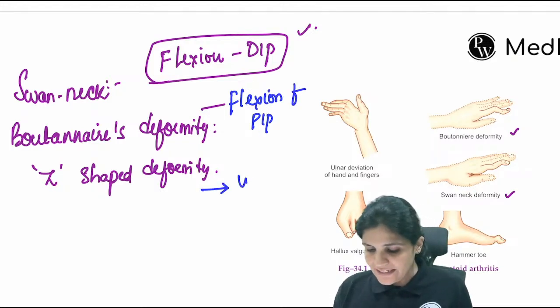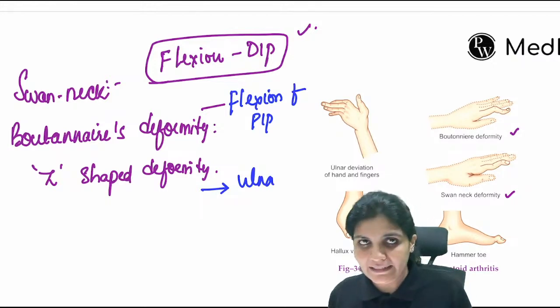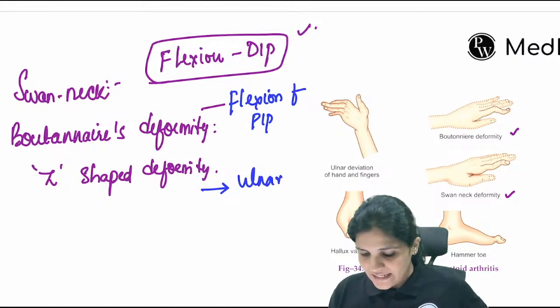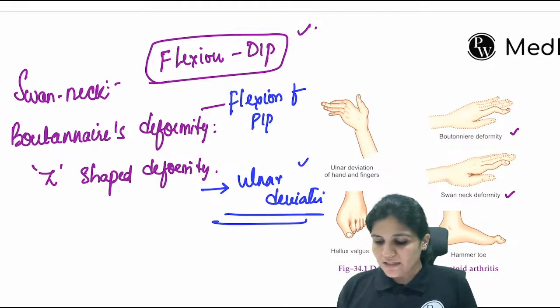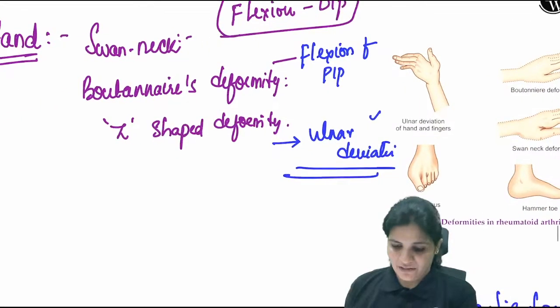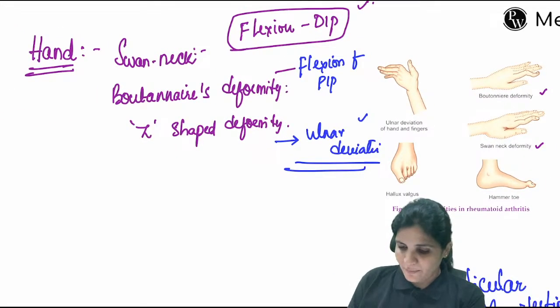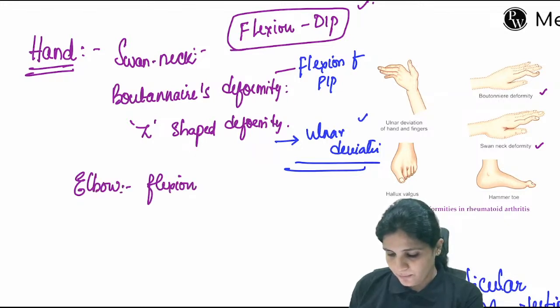Z deformity is ulnar deviation. So you have these opposite deviations of the wrist and the fingers. So that is your Z deformity. That is, the wrist and your fingers go in opposite directions. So in that you have ulnar deviation of the fingers, right? And in the elbow, you have mainly the flexion deformity, right?